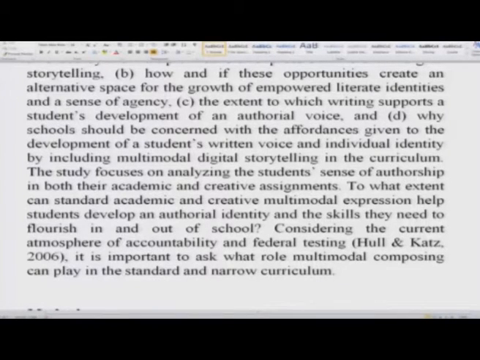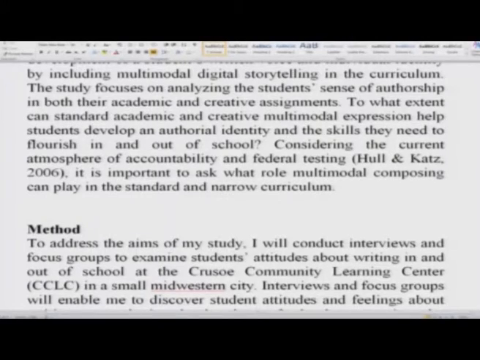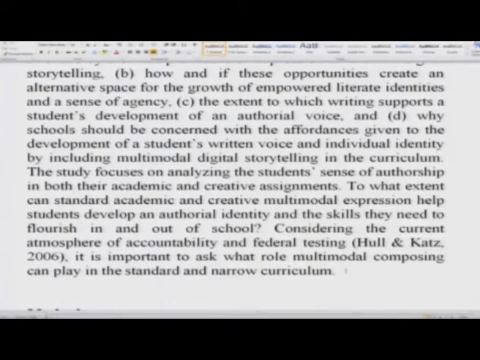The study focuses on analyzing the student's sense of authorship in both their academic and creative assignments. To what extent can standard academic and creative multimodal expression help students develop an authorial identity and the skills they need to flourish in and out of school? Considering the current atmosphere of accountability and federal testing, Hull and Katz 2006, it is important to ask what role multimodal composing can play in the standard and narrow curriculum. So, this is about introduction.